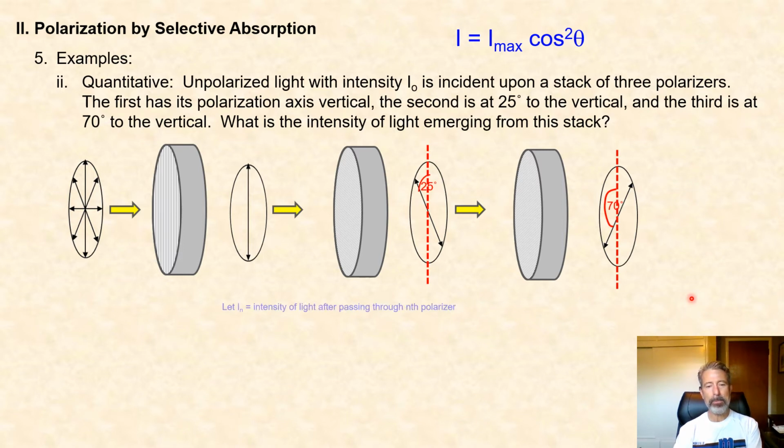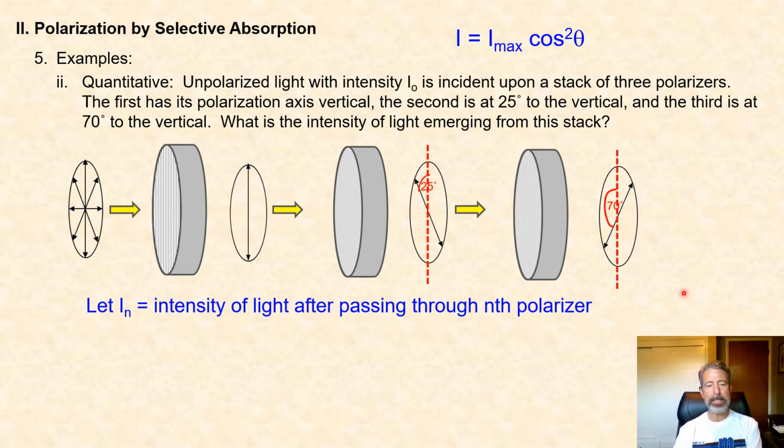What we're going to say is that I sub n represents the intensity of light after passing through the nth polarizer. So we'll start with our first Polaroid filter, which behaves as a polarizer. And we would say that I1, the intensity after passing through the first piece of Polaroid, is equal to the initial intensity, which we're told is I0, divided by 2. Know here that this does not involve the law of Malus. The law of Malus applies to polarized light.